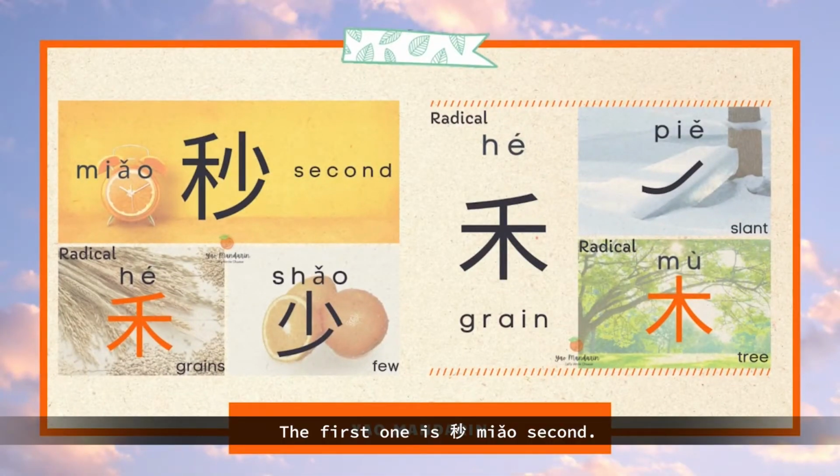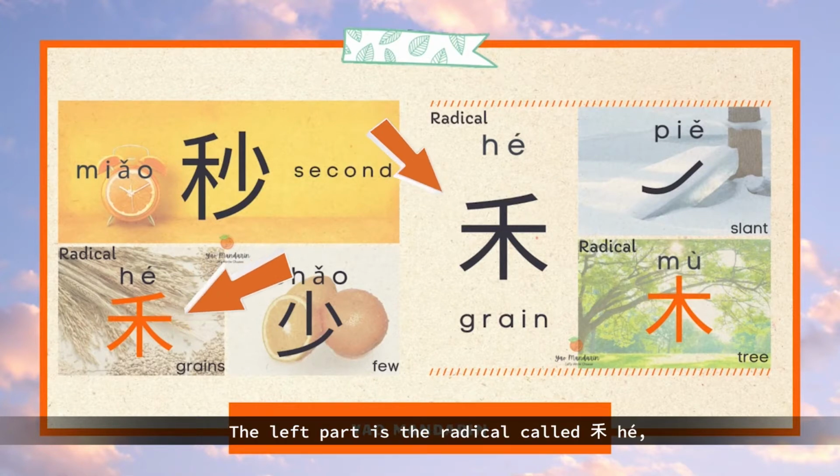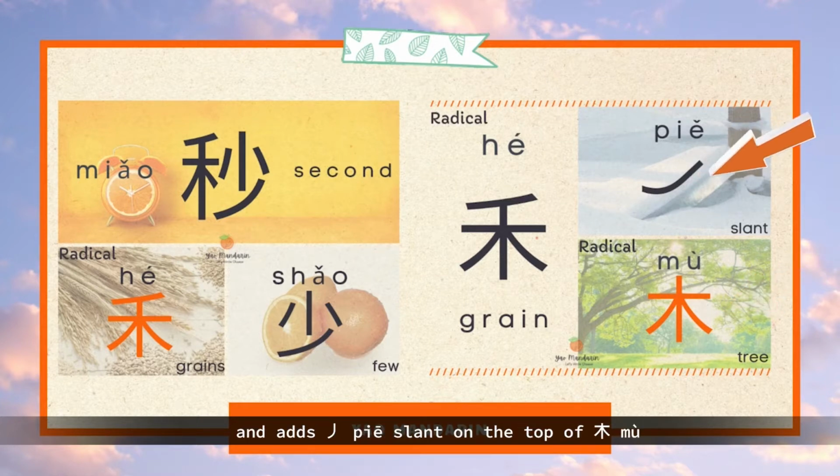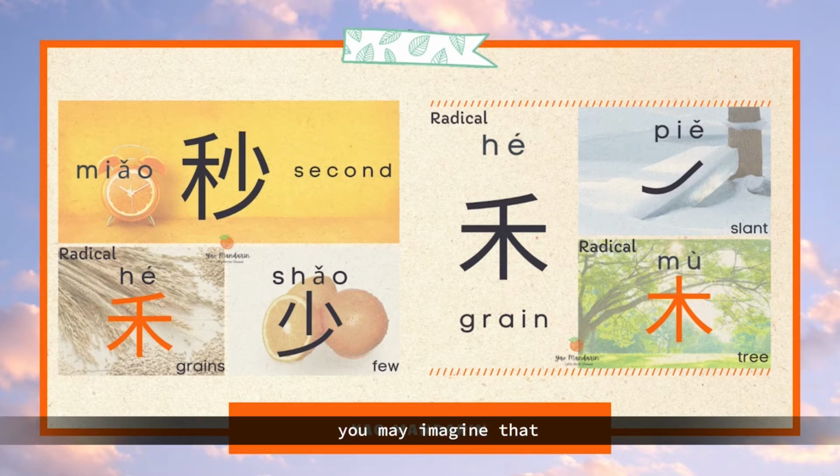The first one is 秒. Second, the left part is the radical called 禾, and it means grains. The lower part is 木, and adds 撇 on the top of 木 to make it 禾. To memorize 禾, you may imagine when the grains are straw, yellow-colored, they bow their heads.